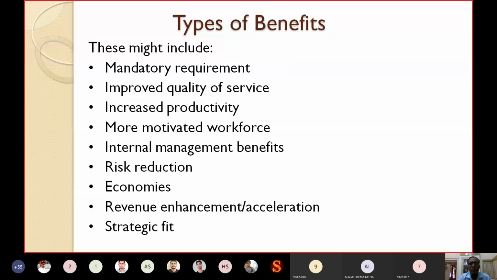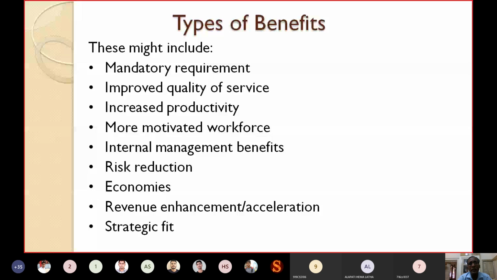Increase productivity. Now per day you are producing 100 items, 100 packets. How we can increase the productivity so that per day you can produce 120 packets. So how to increase productivity. The next type of benefit is a more motivated workforce. How we can motivate our employees to work better. We have to give some motivation. This is another kind of benefit, more motivated workforce.